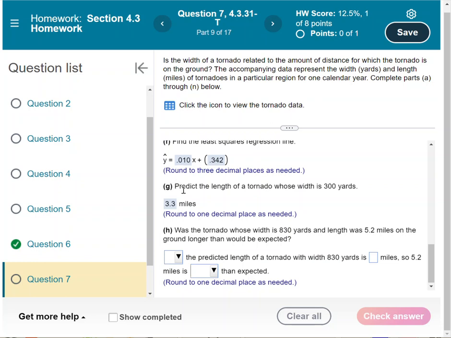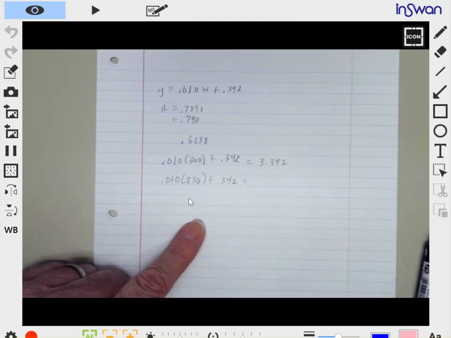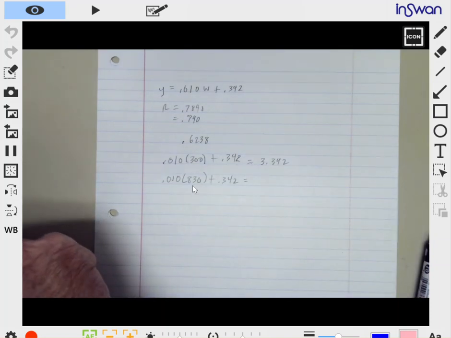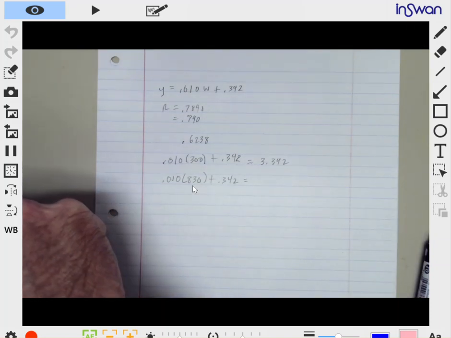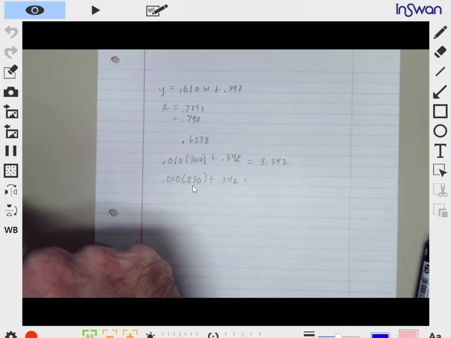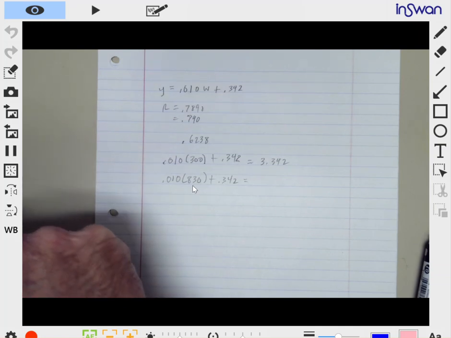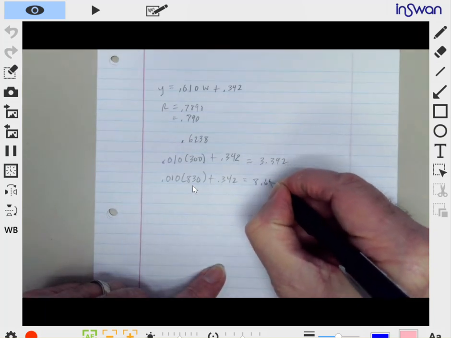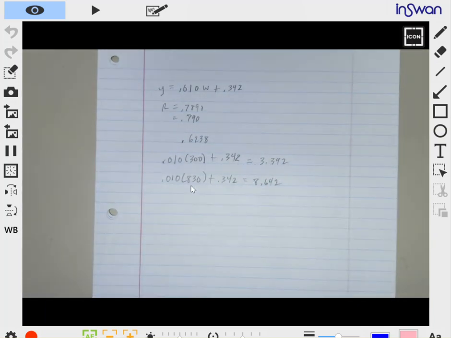So again, I'll show you what I'm doing here. This time we're using 830. So 0.01 times 830 plus 0.342, and I'm getting 8.642. So our prediction would say it's going to be about 8.6 miles.